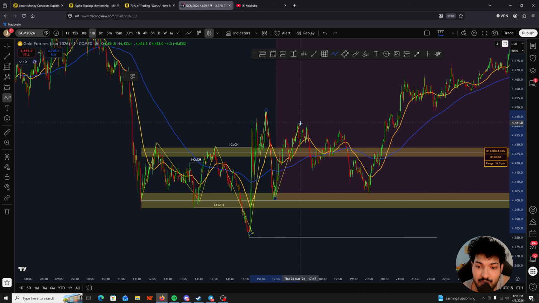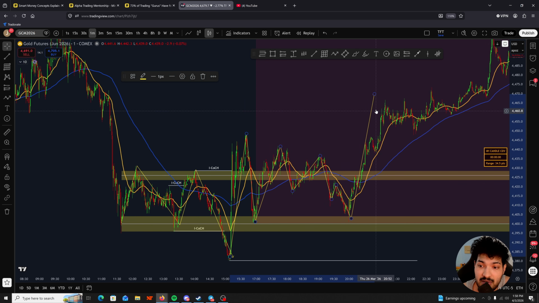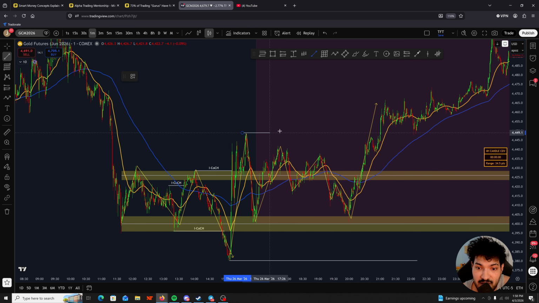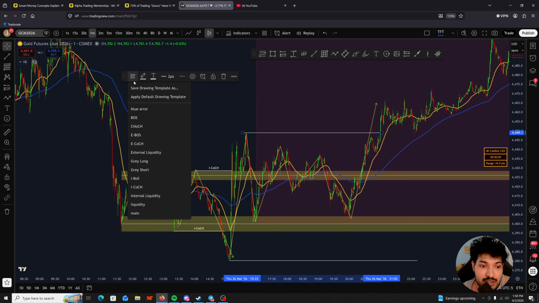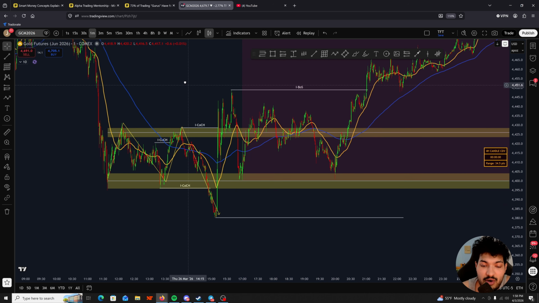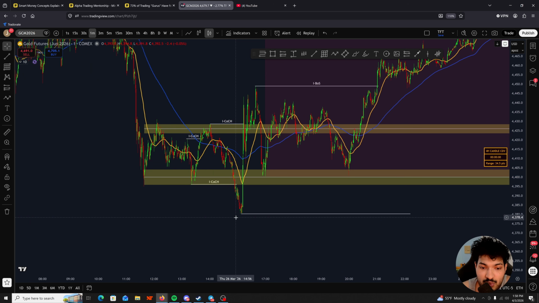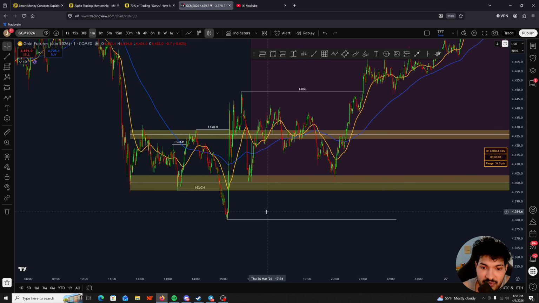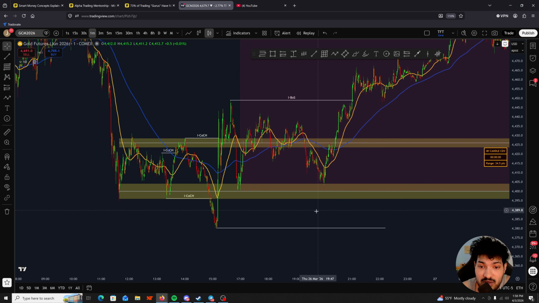But for that to be a break of structure, we need price to close above this internal high right here, and you can see it does happen. We close above this high over here, which is our internal break of structure, or in this case, just a break of structure. The reason we don't have a change of character is because we haven't closed below this swing low, or this swing low. So we're still holding, which means our bullish market structure is still in effect.